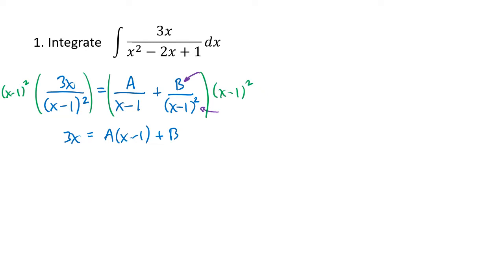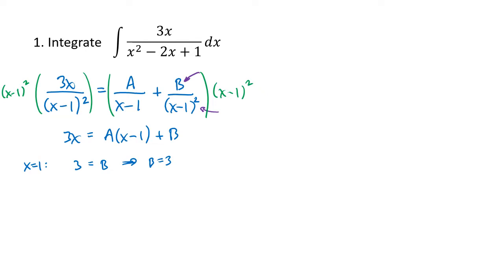Now, one big difference when we have these repeated factors is that the plug-in trick that we talked about in the previous video partially works, but it doesn't completely tell us all of our coefficients that we need. In this case, we can plug in x equals 1, and that will tell us what b is. On the left-hand side, I get 3. On the right-hand side, I get b. So of course, that means that b is equal to 3. But there's nothing easy that I can plug in here that's going to tell me what a is.